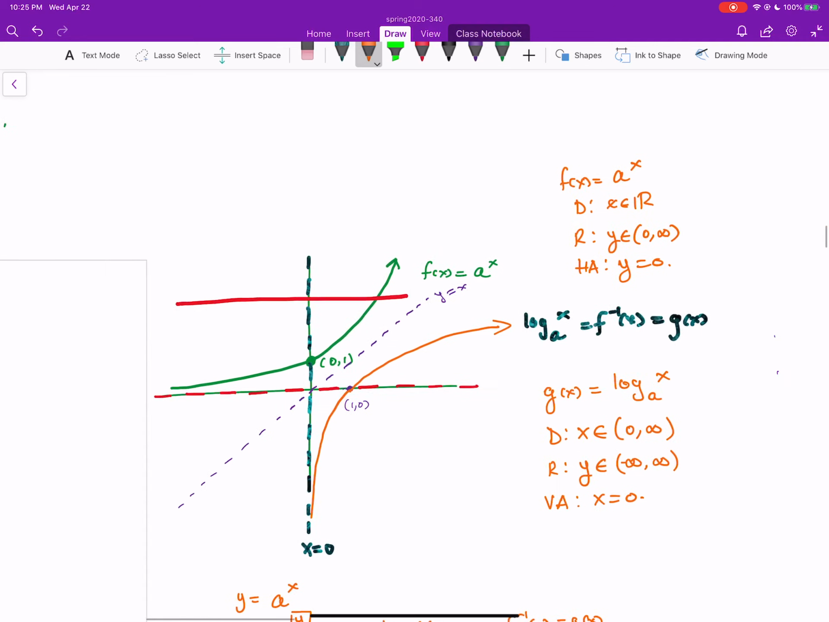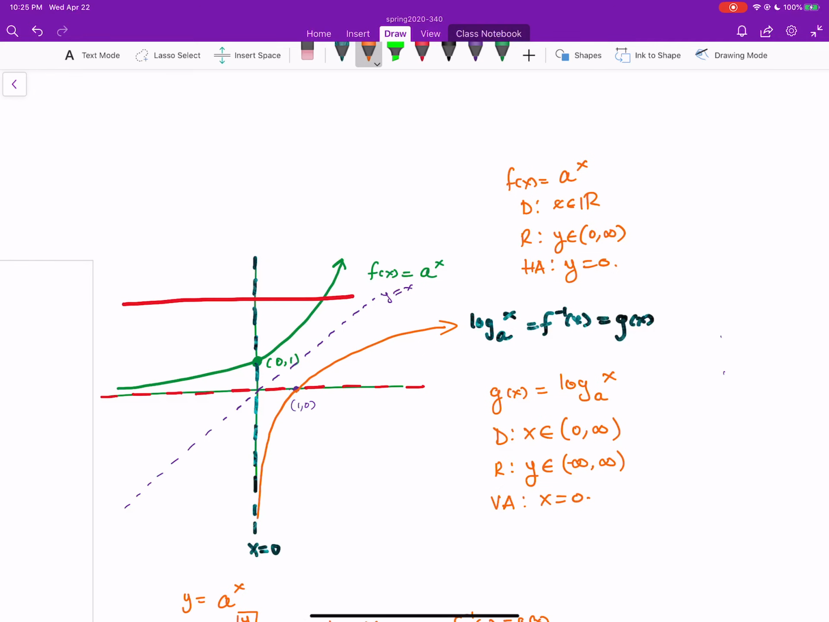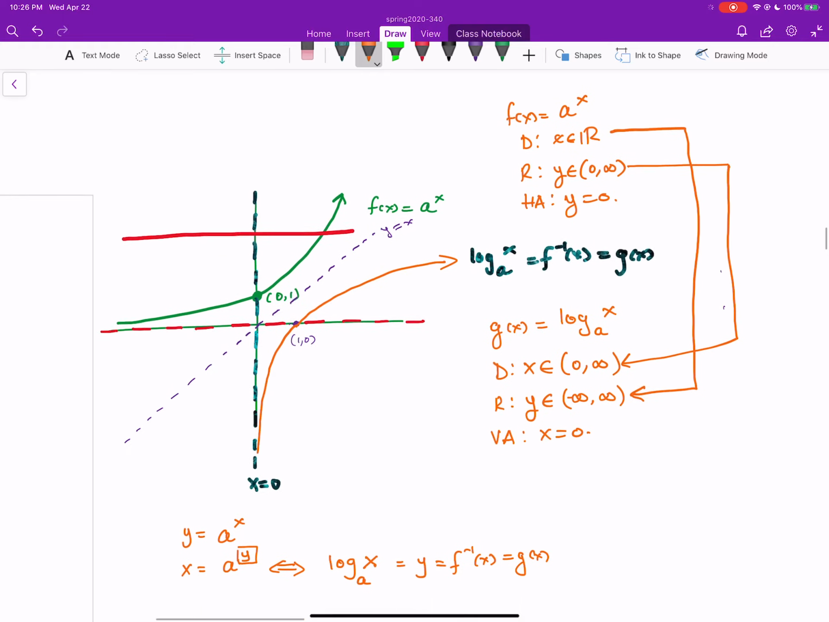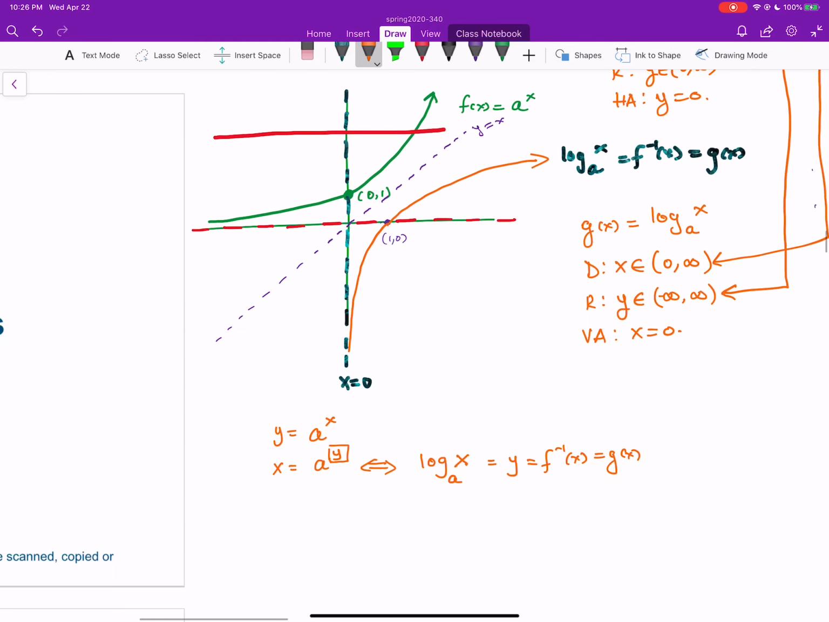And we said if things are inverses of each other, then the domain of f of x would be the range of the inverse, and then the range of a to the x would be the domain of the inverse function, the logarithmic function, and obviously the horizontal and vertical asymptotes are just switched accordingly based on which function you're working on. All right, so in a nutshell, that is what a logarithmic function looks like.